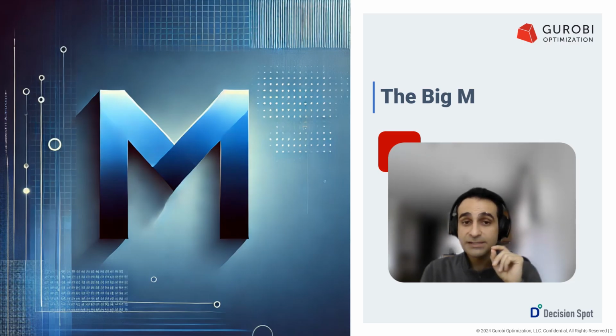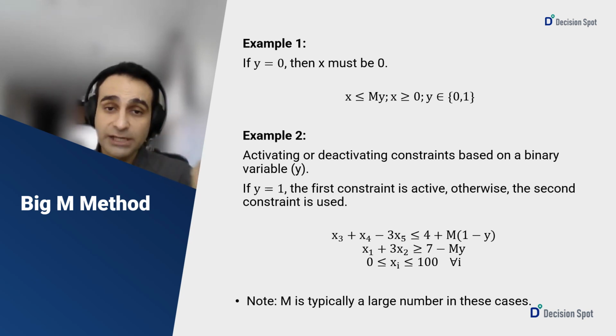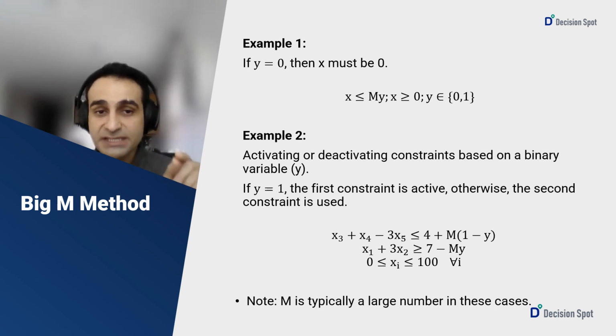First, let's talk about the Big M. The Big M method is a technique where we use a large value, M, to help create logical relationships in mixed integer programming or MIP models. It's a very useful method in a lot of real-world applications to enforce specific behaviors based on binary conditions.